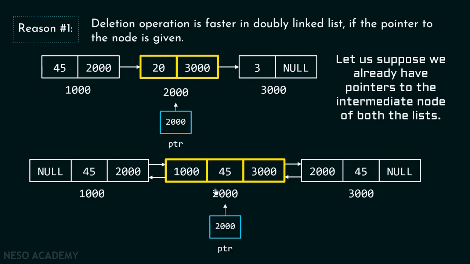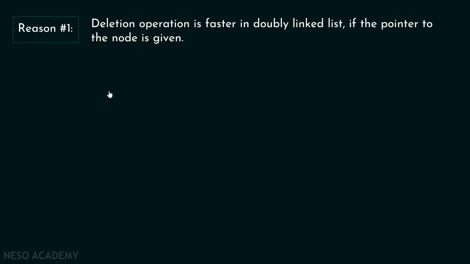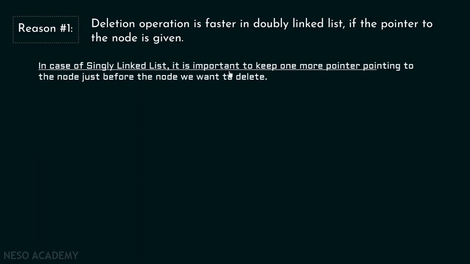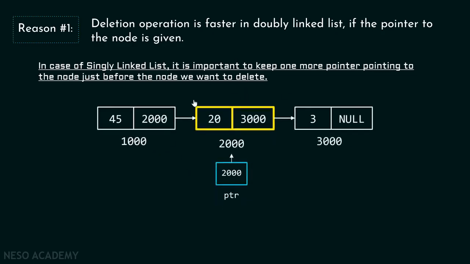We will try to compare the deletion operation in both the lists, and then we will understand which one is faster. Let's consider the case of singly linked list first. In case of a singly linked list, it is important to keep one more pointer pointing to the node just before the node we want to delete. Okay, there is a requirement of keeping one more pointer pointing to the node just before the node we want to delete. Let us consider this list and PTR is pointing to the intermediate node of this list.